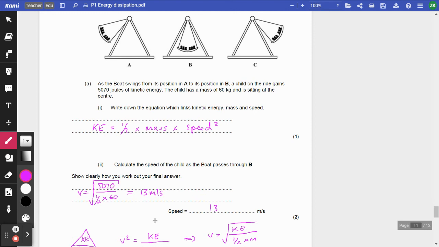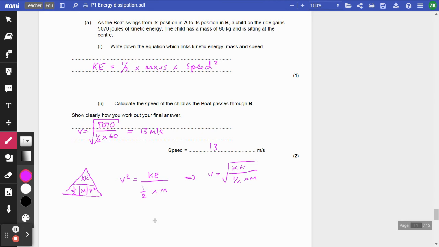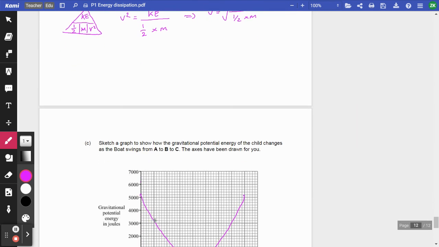Now we need to rearrange to get speed equals. Now, the kinetic energy triangle: put K at the top, half mass speed squared at the bottom. V we've written for speed, and we want to get V squared equal, so cover that up. K is at the top, you've got the divide sign, and half and M at the bottom, and because they're at the bottom, the times. So V squared is equal to KE over half times M, but we need to get rid of the square, so we square root the whole lot, and it's kinetic energy over half times M, which is 5,070 over half times 60. Root all that, and you get 13 meters per second. Okay, so 13 meters per second.